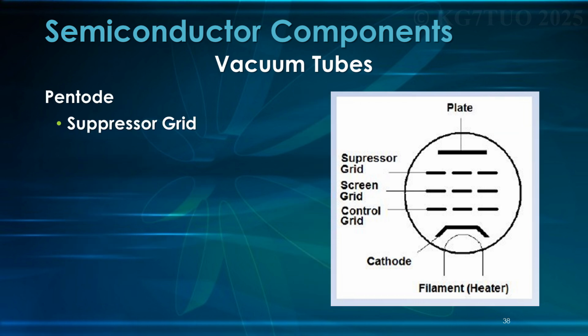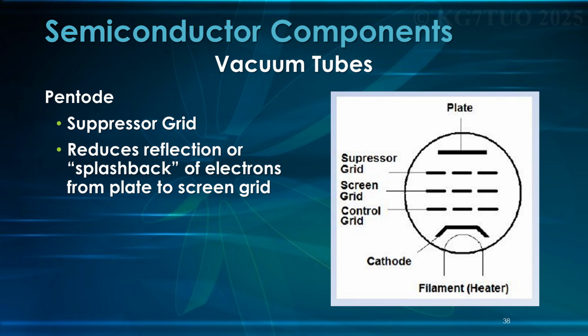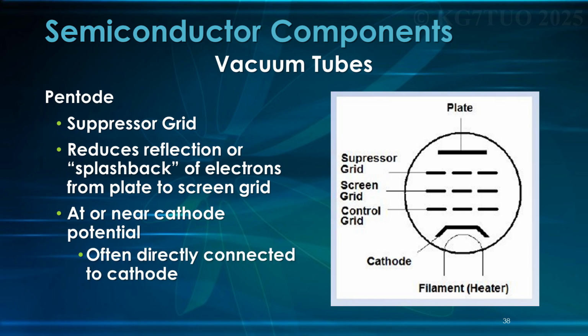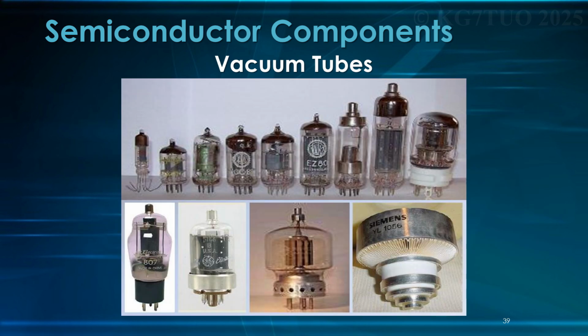And the suppressor grid reduces the reflection or splashback of electrons from the plate to the screen grid. So they're coming this way, and it keeps them from splashing back this way. It's at or near cathode potential. It's often directly connected to the cathode. That's low current. And there's a whole bunch of different kinds.